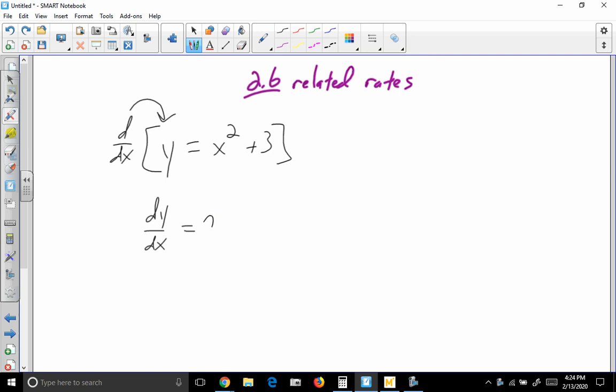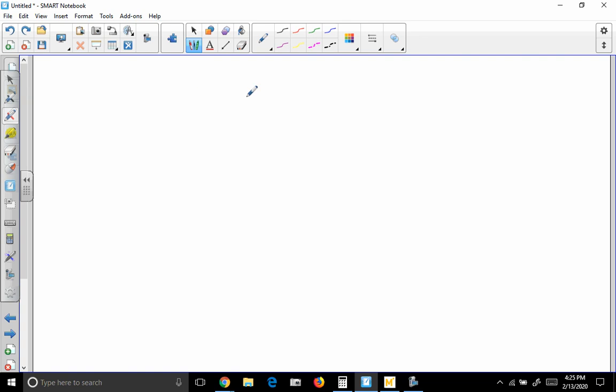So for example, if we take the derivative of this equation with respect to x, we get dy/dx equals 2x plus 0, or 2x. So this tells us how y changes with respect to x. Basically the slope. If we change a certain amount in the x direction, how much do we change in the y direction? Sometimes we want to compare if one variable is changing with respect to time, how fast is another variable changing?